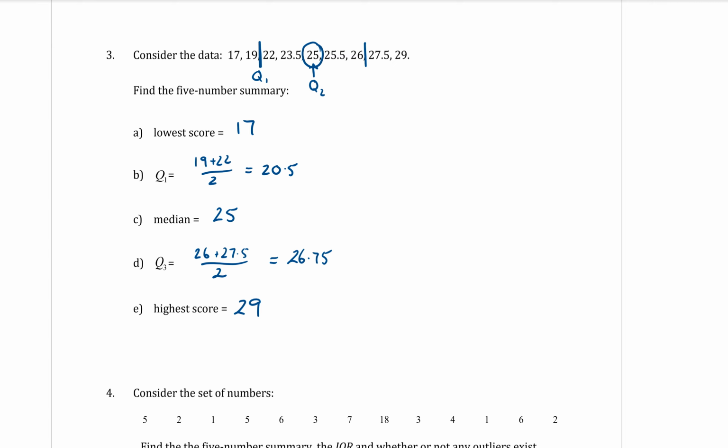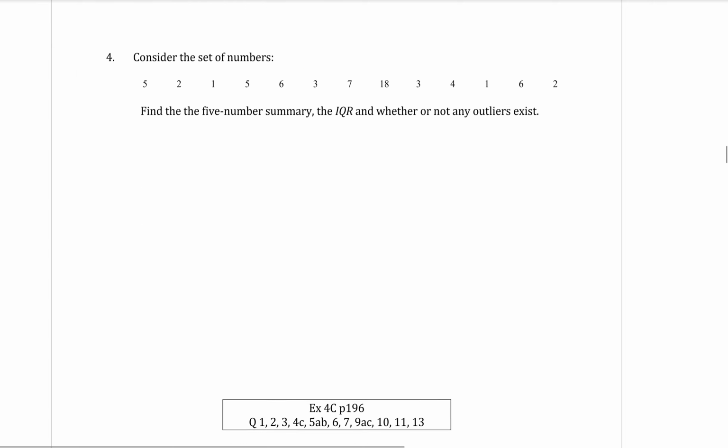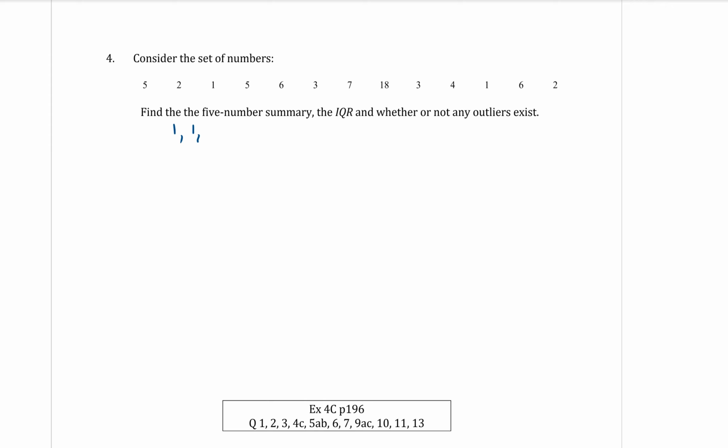Question 4 says, consider the set of numbers which aren't in order. I'm going to have to find the 5-number summary, the interquartile range, and I need to determine whether or not any outliers exist. So first things first, I need to put my scores in order. So it's 1, 1, 2, 2, 3, 3, 4, 5, 5, 6, 6, 7, and 18. Count them all up and make sure that you're not missing any. So there's 1, 2, 3, 4, 5, 6, 7, 8, 9, 10, 11, 12, 13 scores there.